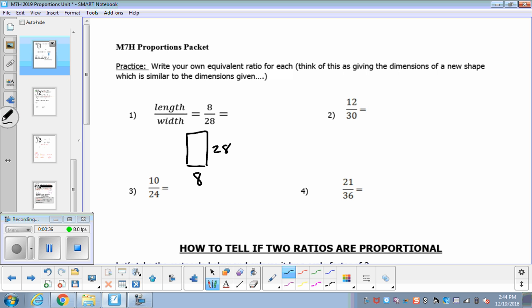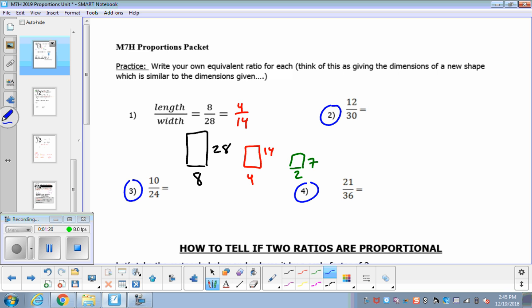For example, I could reduce that shape by a half, and then I'd have a 4 by 14, which means you have a 4 over 14. That could also reduce to a 2 over 7, which means some of you might want to have a 2 by 7 shape. It doesn't matter to me what your equivalent ratio is. You can reduce or enlarge each figure, but go ahead real quick and for 2, 3, and 4, just write a fraction that equals the 12 over 30, the 10 over 24, and the 21 over 36.